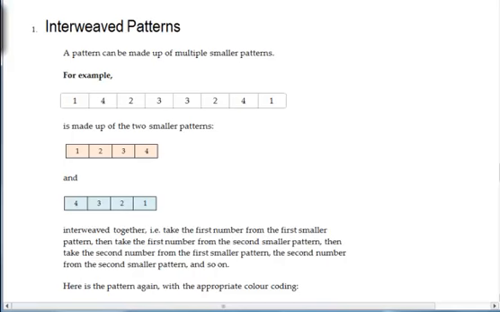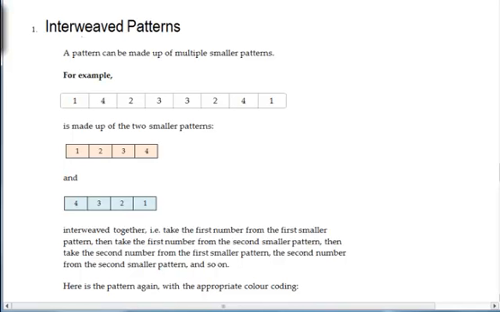I will be going through the topic of interweaved patterns. This forms part of our selective test training that we run for Year 6 kids. Now let's start. Interweaved patterns is the topic. To define that, it is a pattern that can be made up of multiple smaller patterns.